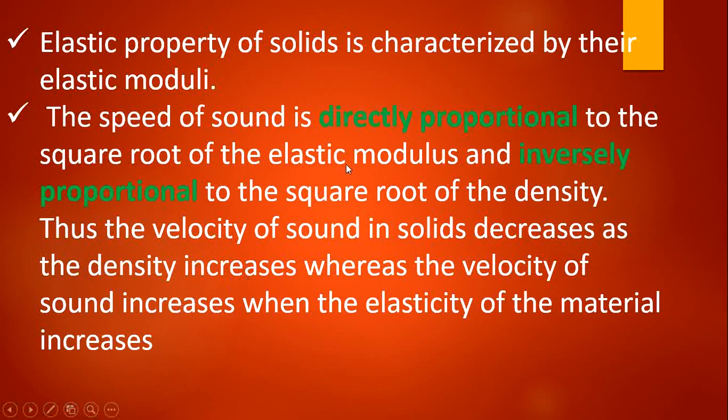Directly proportional means when the elastic modulus increases, the velocity of sound also increases. When the density increases, velocity of sound decreases. It is inversely proportional. So in solid, the factors that affect the velocity of sound wave are elastic property and the density of the solid.